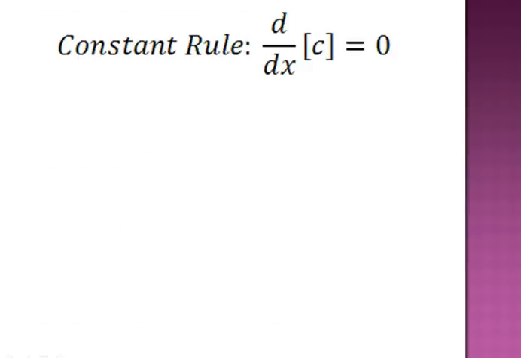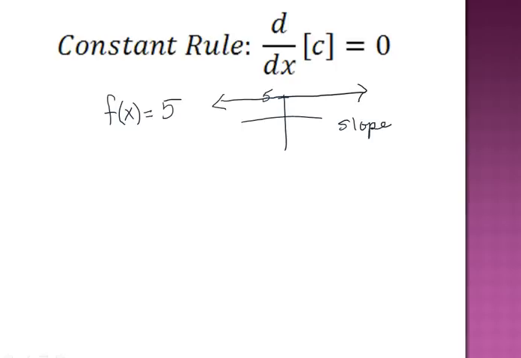So let's start by talking about the constant rule. This is the easiest of our rules. We're going to look at a function where f of x is equal to 5. So we know that's the horizontal line, y equals 5. So at 5 on my graph, I'm drawing a horizontal line. Remember, if I'm finding the derivative, I'm finding the slope, and the slope of a horizontal line is equal to 0. So the derivative of any constant is equal to 0.